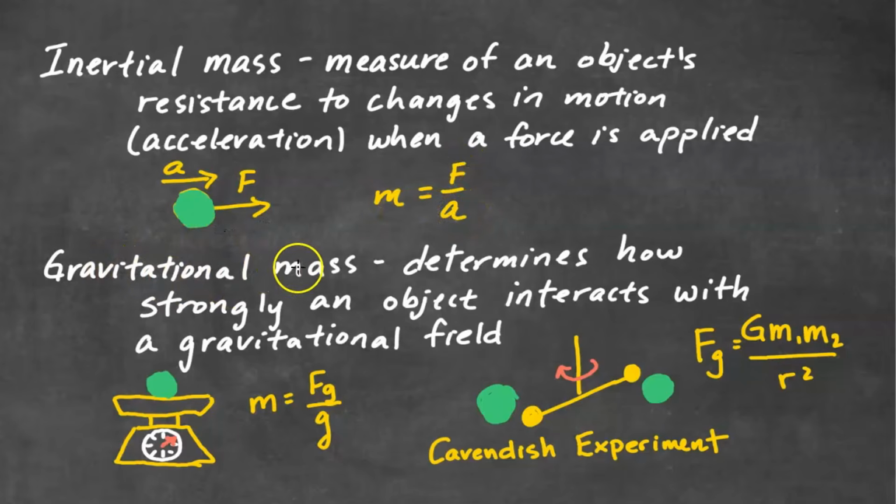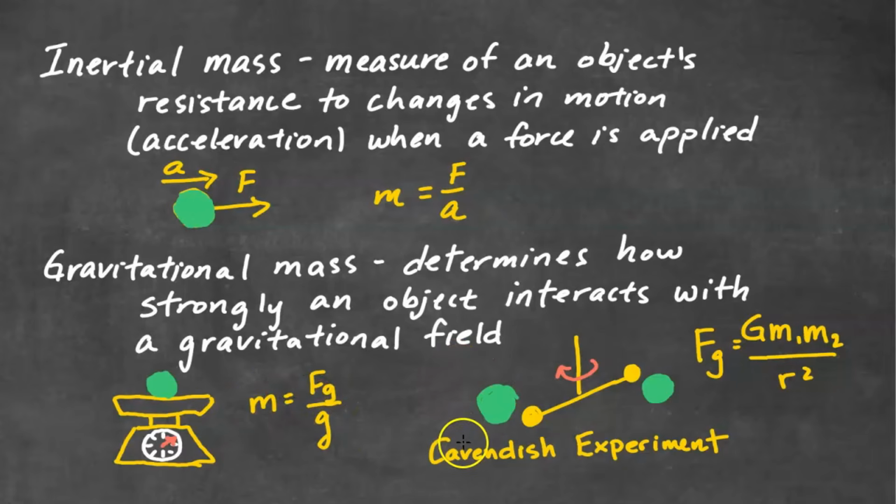For gravitational mass, this determines how strongly an object interacts with a gravitational field. So on Earth, we know that the gravitational field is 9.8 newtons per kilogram. And if we weigh this green mass here and get its Fg, we can take the Fg divided by the gravitational field, and that would give us the gravitational mass.